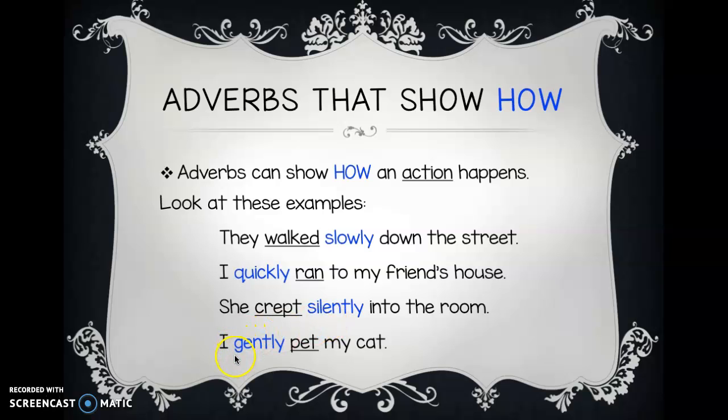The next example is, I gently pet my cat. How did you pet your cat? Gently. All of these examples end in ly, but remember, they don't always have to, so you might have to look a little bit harder than just for those ly words.